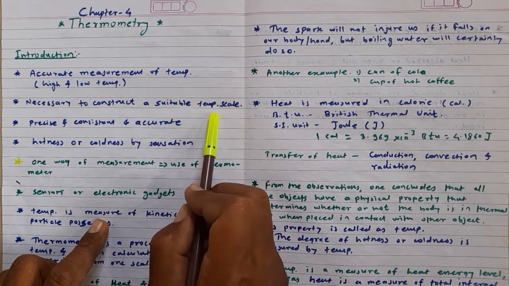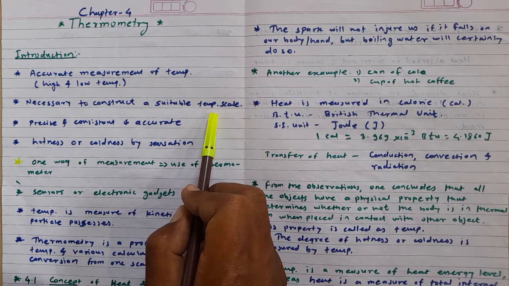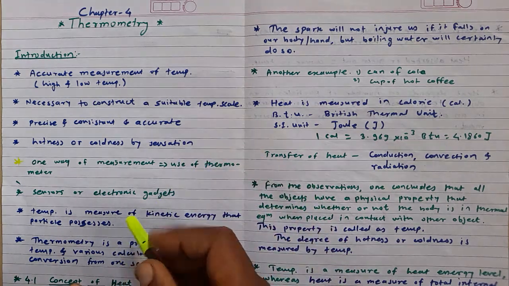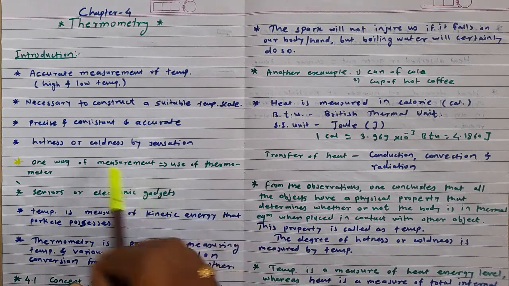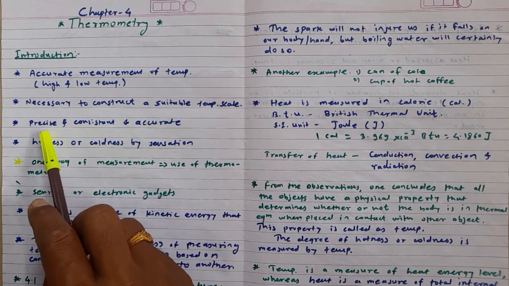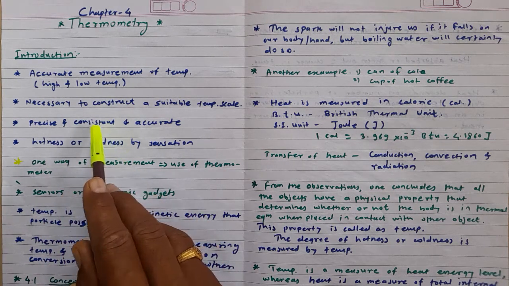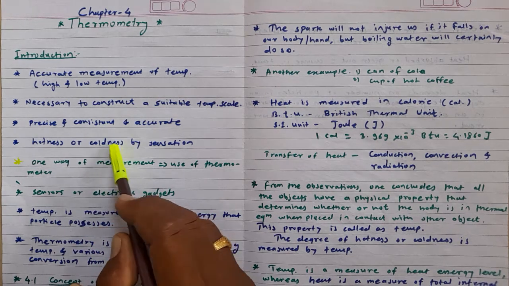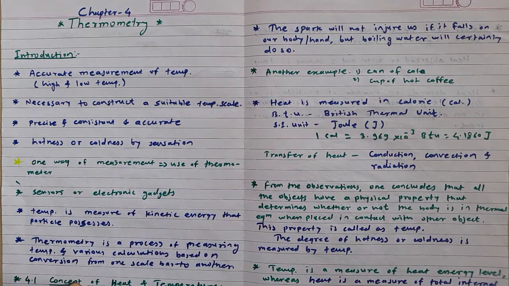So we should have a suitable temperature scale bar to measure or note down the temperatures of the various substances or bodies. The scale which we choose to measure the temperature must be precise, consistent, and accurate. Precise, so we should get the correct reading. Consistent, so the successive readings should not change, and repeated readings should not differ. And accurate. These are the properties which the measurement should possess.